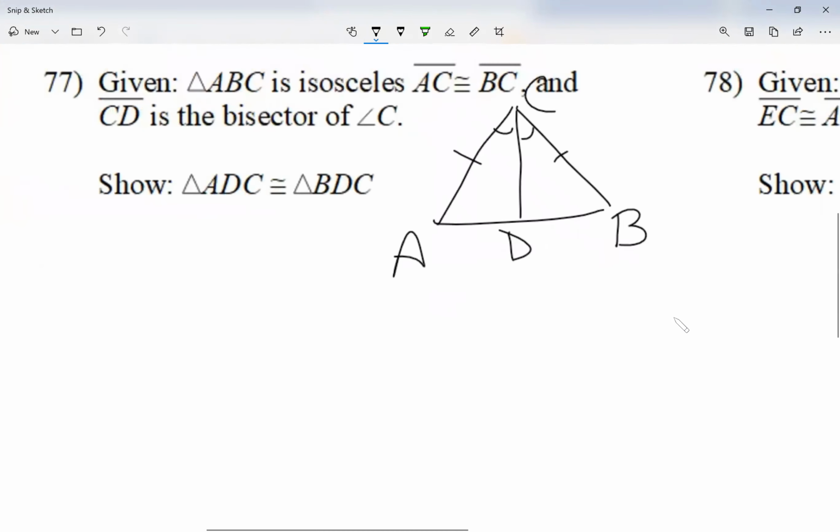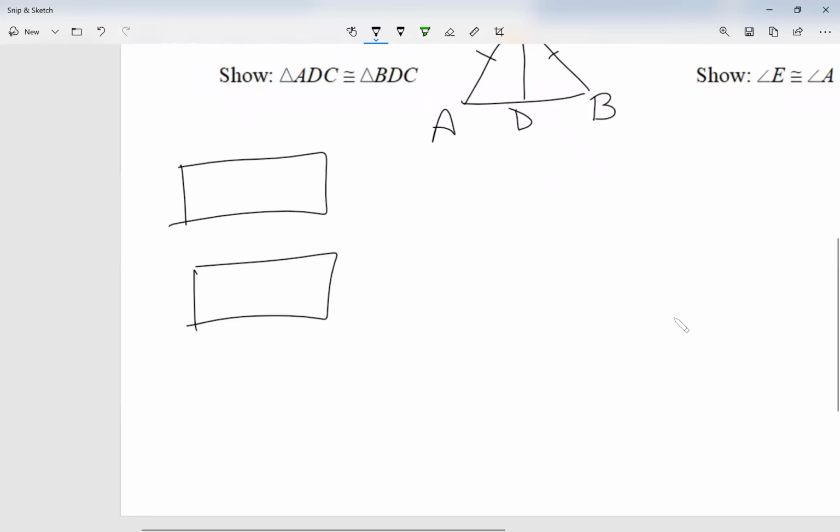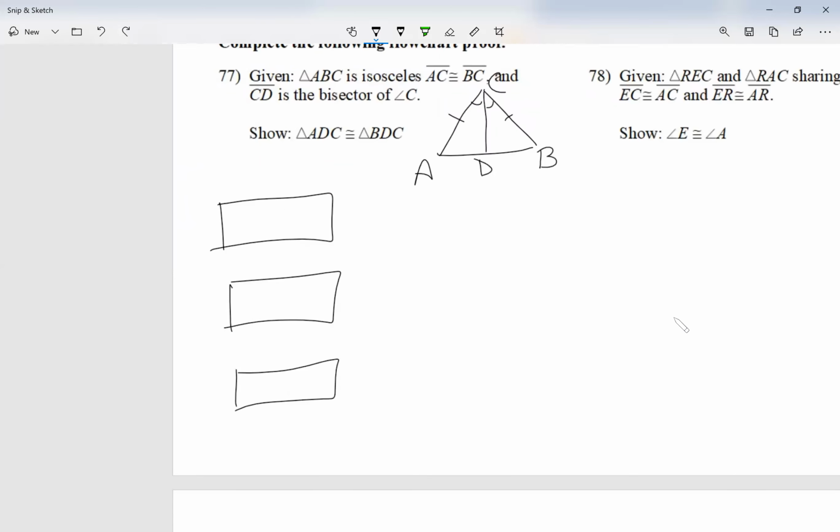All right, so let's see things that we have. I'm going to create my flow chart. Now for your homework, I'm going to create it. It's going to look something like this for your homework. I'm going to give you guys the flow chart. In the box, I'm going to say a statement. Under the box, I'm going to say why that statement is true. Okay, for example, I always start with the given stuff. What do I know about this thing?